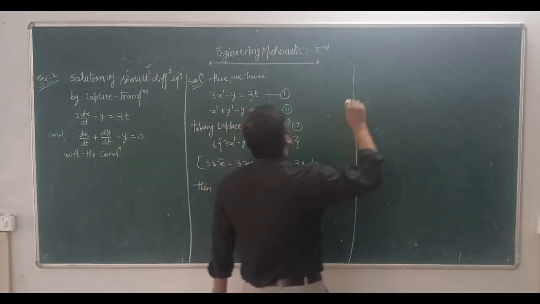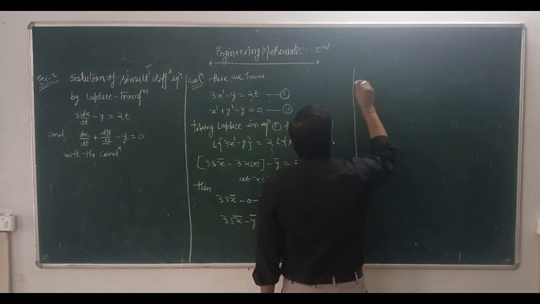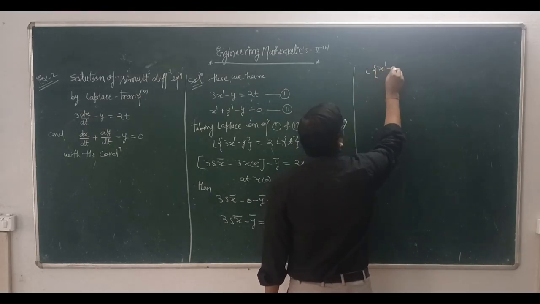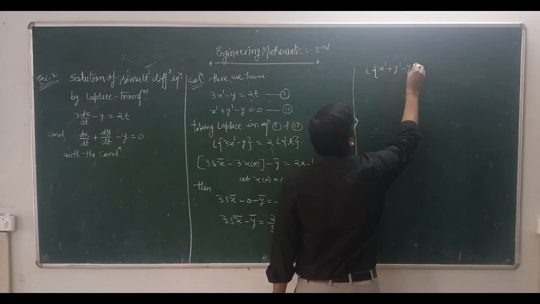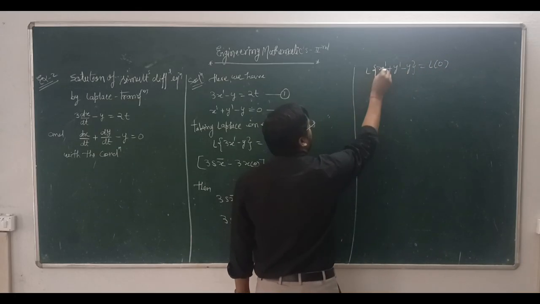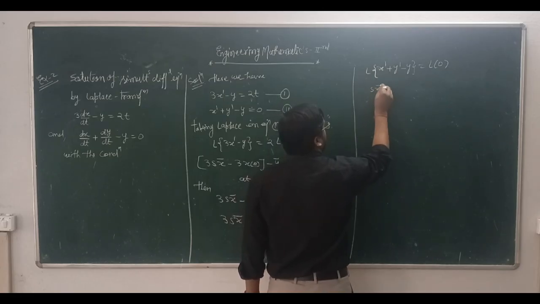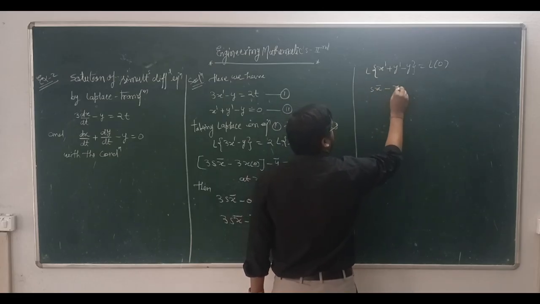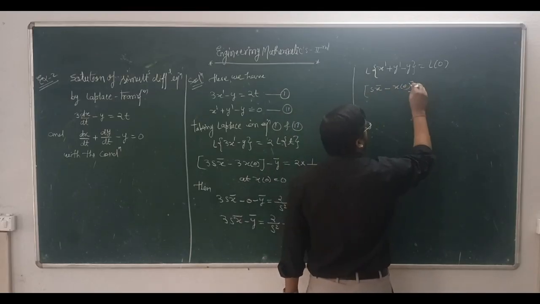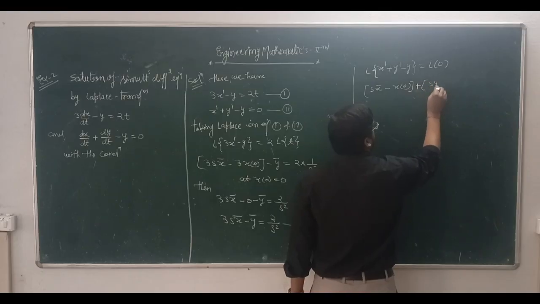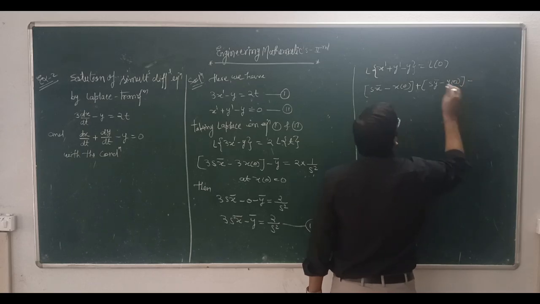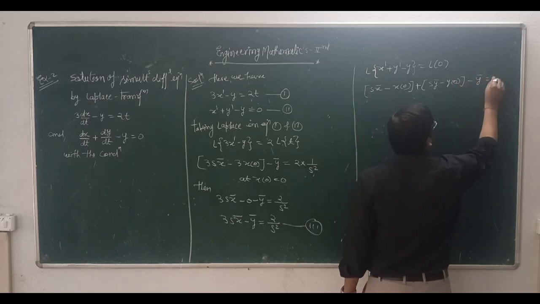Now taking Laplace of equation number second, Laplace of x dash plus y dash minus y is equal to Laplace of 0. This means 0. Laplace of x dash means s Laplace of x minus x0 plus Laplace of y dash, s Laplace of y minus y0, minus Laplace of y is equal to 0.